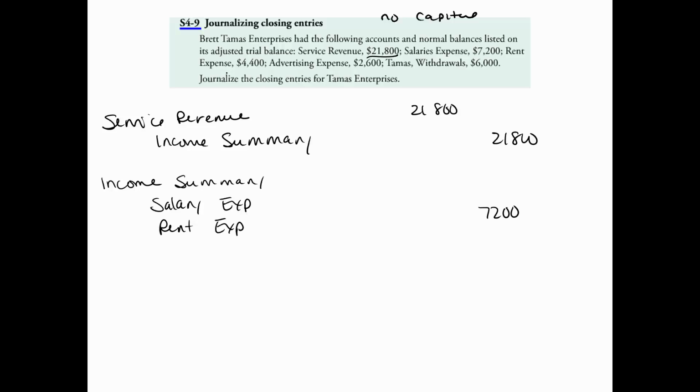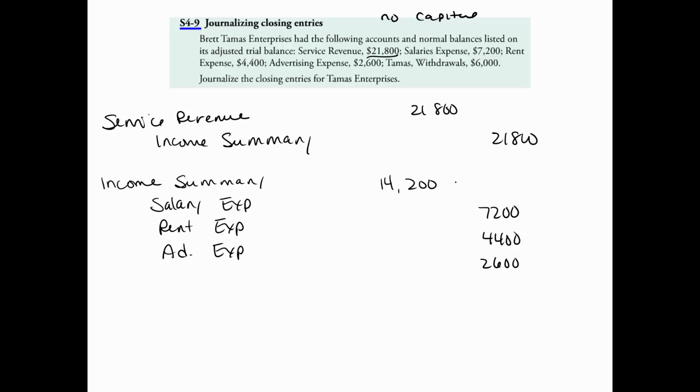Rent expense has a debit balance, so I'm going to credit that 4,400. And advertising expense, I am going to credit that 2,600. So if I add those three together, the total debit to income summary will be 14,200.